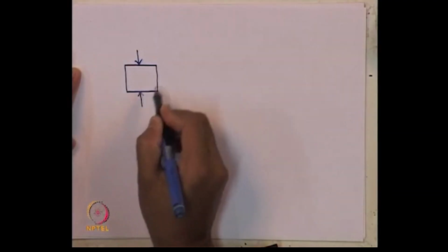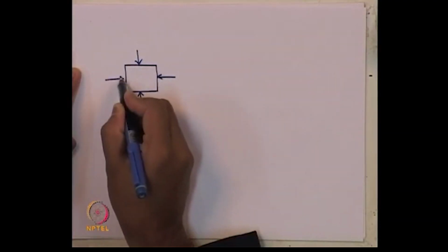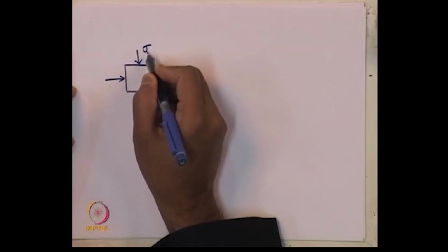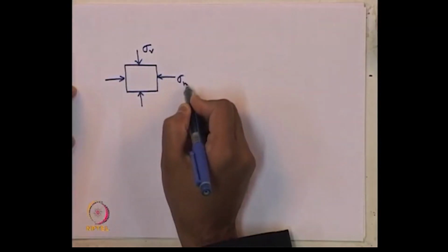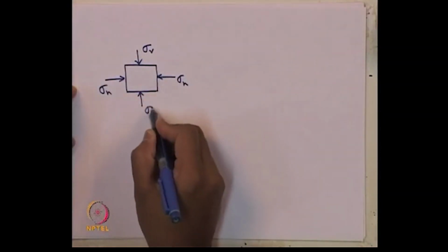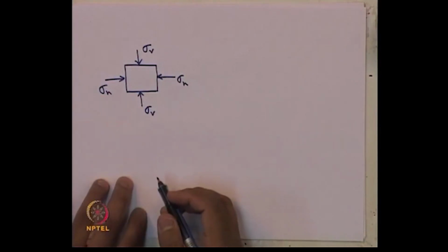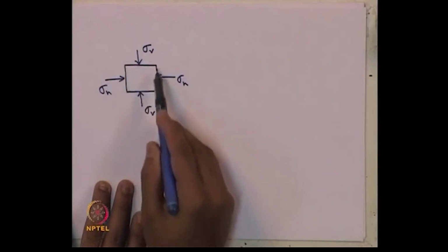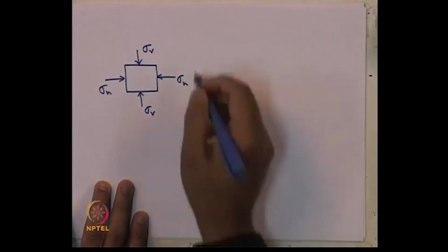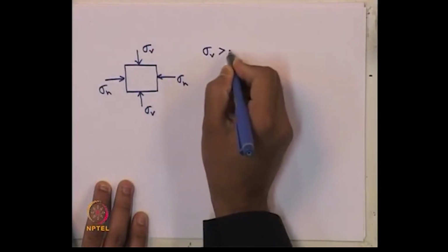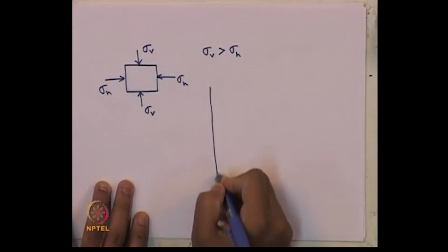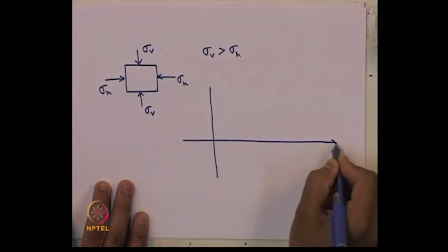So, we know if we take a small soil element in 2 dimensions, let us say this is sigma vertical, this is sigma horizontal, and we are considering principal stress condition. So, they are principal stresses, obviously there will not be any shear stress, and let us say sigma v is greater than sigma h. Now, how to draw this in terms of Mohr circle?